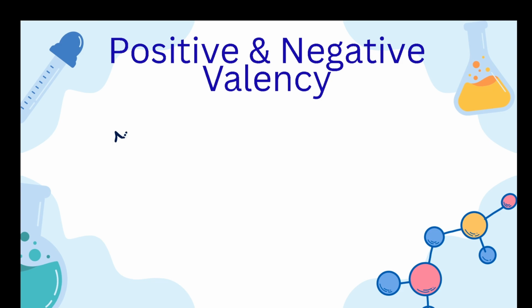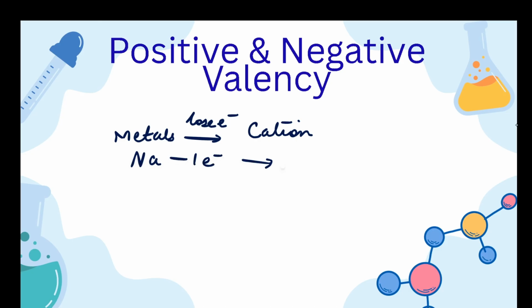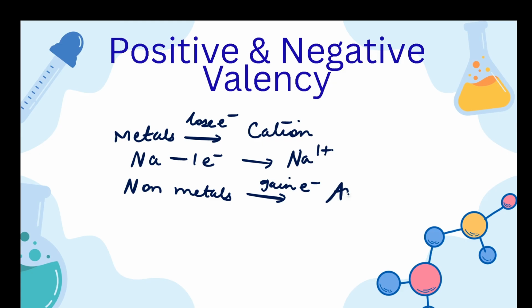We have already seen that metals always lose electrons, and because they lose electrons, they form positively charged cations. We have the example of sodium. Sodium loses one electron and forms a positively charged cation. Next, non-metals always gain electrons, and because they gain electrons, they form negatively charged anions. So chlorine gains an electron to form a negatively charged anion.